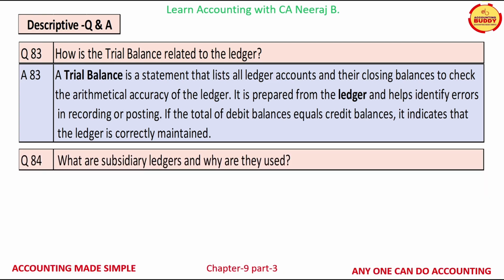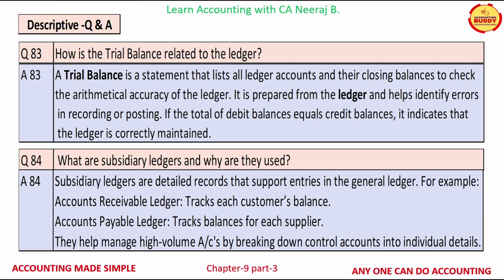Question number 84 is, what are subsidiary ledgers and why are they used? The answer is, subsidiary ledgers are detailed records that support entries in the journal ledger. For example, accounts receivable ledger tracks each customer's balance. Similarly, accounts payable ledger tracks balances of each supplier. They help manage high volume accounts by breaking down control accounts into individual details.